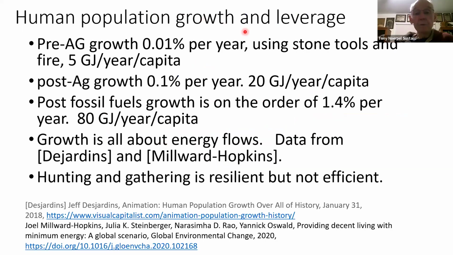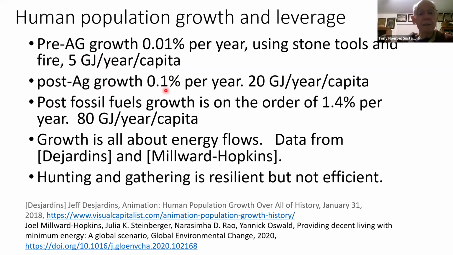But human population growth leverage. Pre-agricultural growth was 0.01% per year, so very slow growing. We had good stone tools, and we had fire, for maybe 800,000, maybe a million years. And this is how many gigajoules per year per capita that lifestyle could generate.